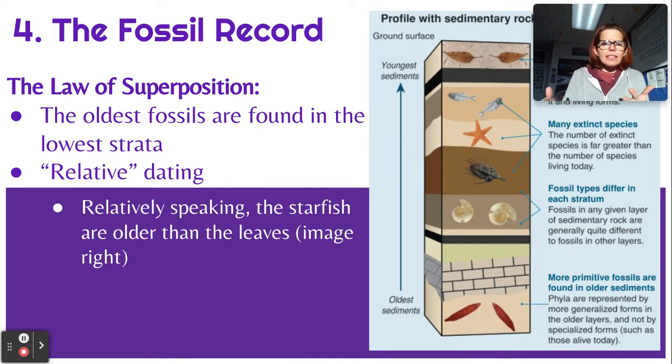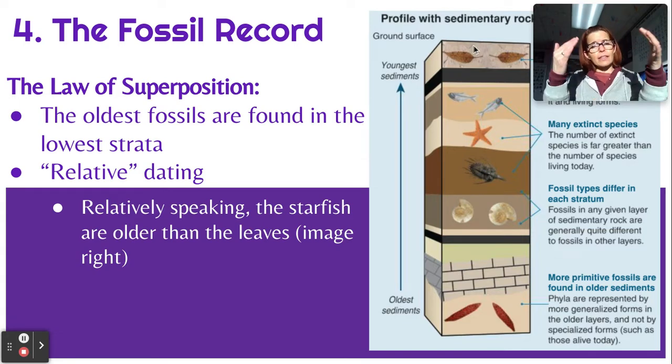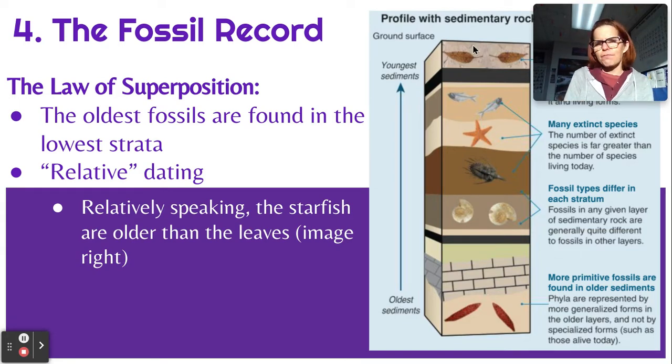So we're saying, relatively speaking, the starfish are older than the leaves because they're lower down. All kinds of things affect relative dating, though. There's erosion, there's uplift, as some of you know from junior high science, and it screws up the strata. And in addition, how much older is that starfish than the leaves? Is it 100 years older? Is it 100 gazillion years older?